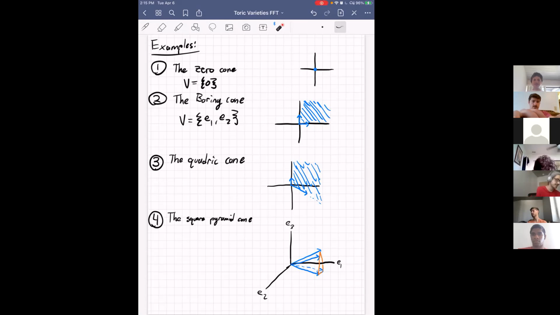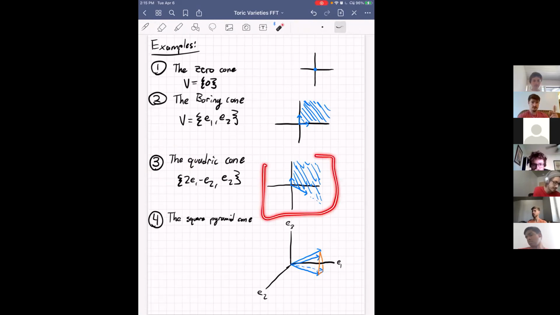So the next thing, example number 3, is the quadric cone. The quadric cone is generated by the vectors 2 times e1 minus e2 and just e2. So it's our first example of a very much non-trivial cone, and this is one of the fundamental examples in algebraic geometry. We'll see it later.